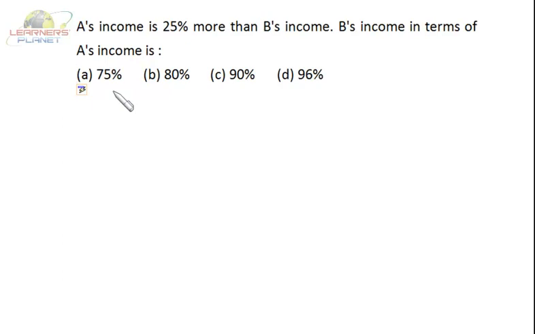Similarly, A's income is 25% more than B's income. That means A's income is 125% of B, isn't it? Now what is 125%? It's 5/4. So if A's income is 5/4 of B, that means B's income is 4/5 of A, isn't it? So B's income is 4/5 of A, that means B's income is 80% of A. That's it. Okay, I hope you are clear. You can practice on your own.